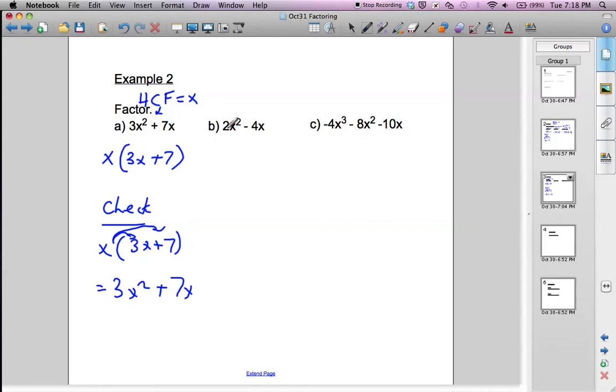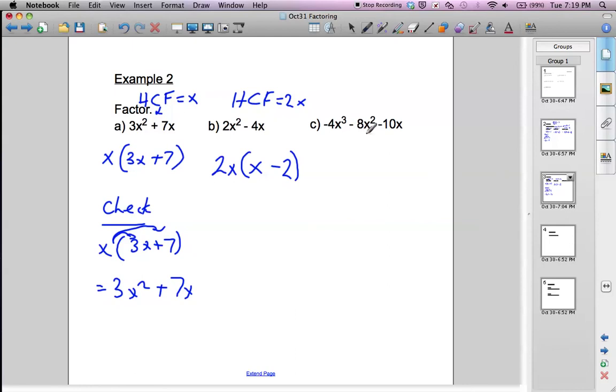Next one. We've got a 2 and a 4, so we can factor out a 2. And we have x squared and x, so we can factor out an x. So we're going to be factoring out a 2x. 2x times what gives me 2x squared? 2x times x gives you 2x squared. 2x times what will give you negative 4x? 2x times 2 will give you negative 4x. So that's your factorized answer.